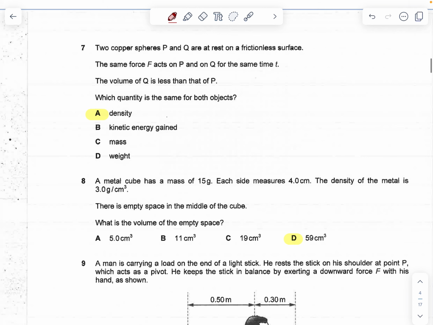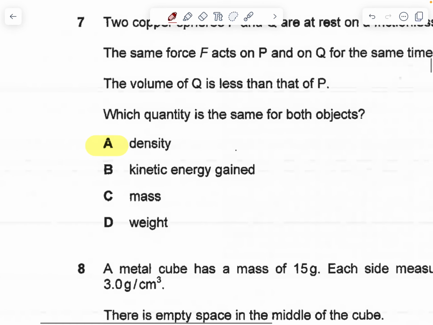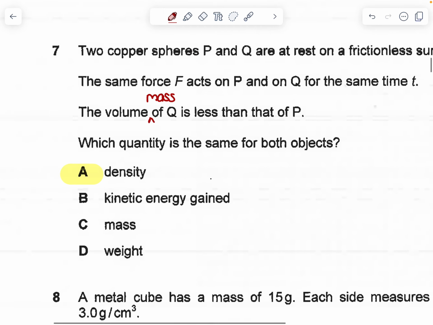Question 7. Two copper spheres, P and Q, are at rest on a frictionless surface. The same force acts on P and Q for the same time t. The volume of Q is less than the volume of P, which means the mass of Q is also less than the mass of P. Which quantity is the same for both objects? Since both of them are copper, they have the same density.